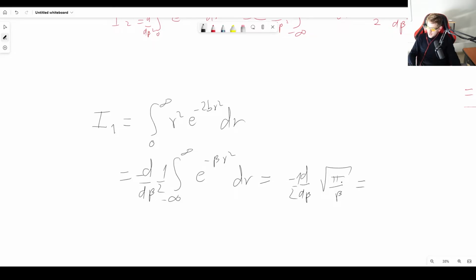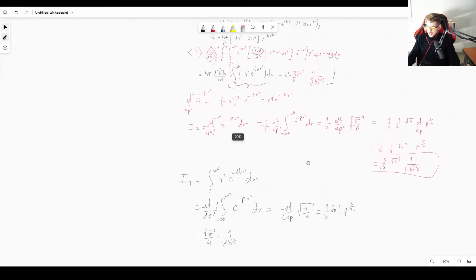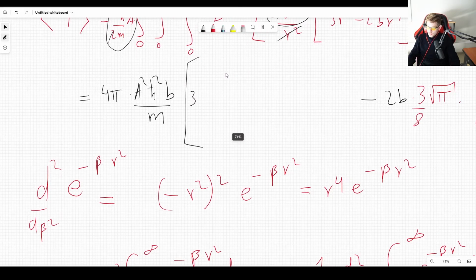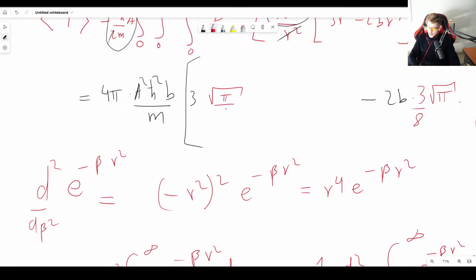Now we take the derivative, we get another minus 1/2, so we get 1/4 square root of pi times beta to the minus 3/2. But now we plug in the value of beta and we get square root of pi over 4 times 1/2b to the 3/2 power. Okay, so let's plug it in. So this is square root of pi over 4 times 1/2b to the 3/2 power.